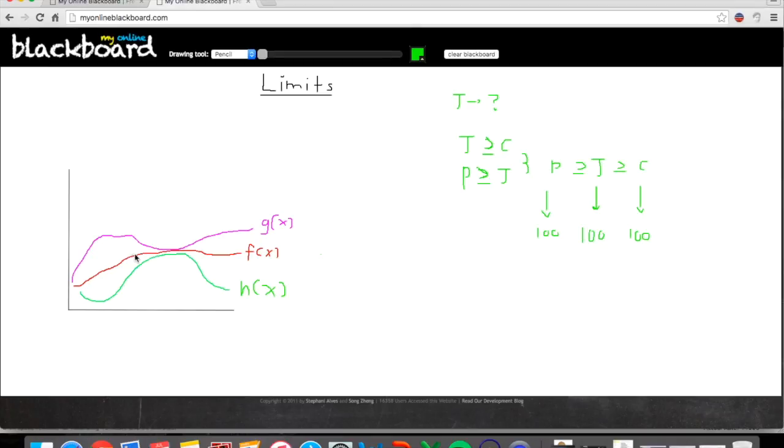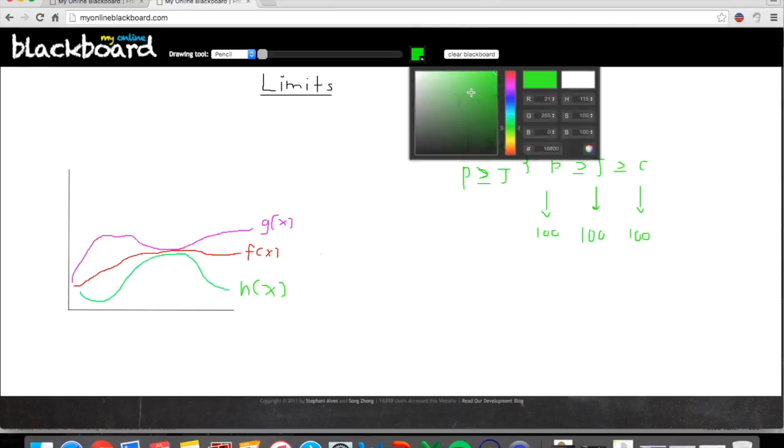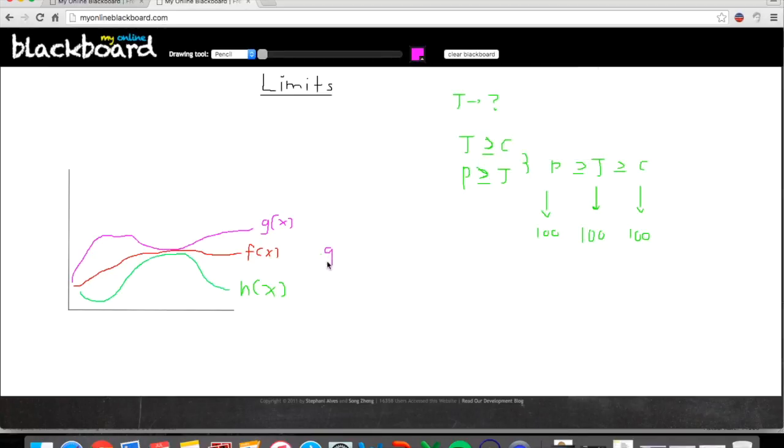And here's how it works in math. And you can look at this graph. g of x is always going to be greater than f of x. But f of x is always going to be greater than h of x.